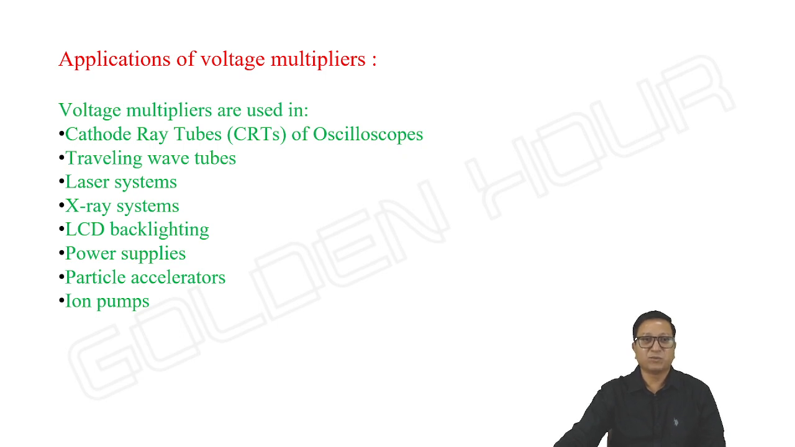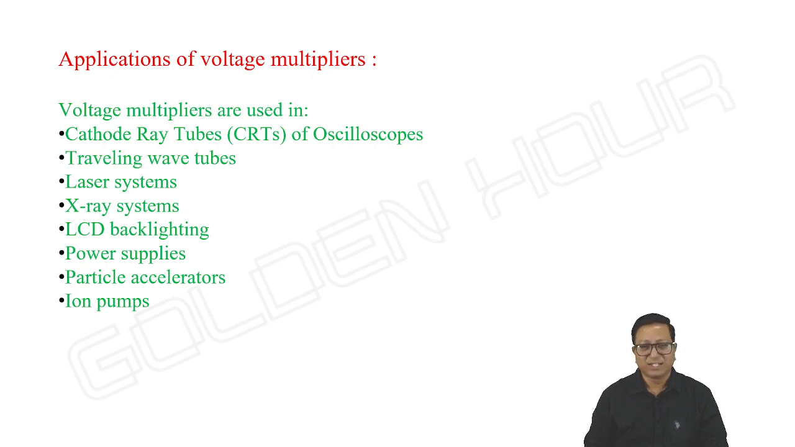And the applications of voltage multipliers: they are mainly used in CRTs, cathode ray tubes, or the cathode ray oscilloscope. If you take a CRO, the major heart of the CRO is the CRT. Traveling wave tubes in microwave engineering, you studied what is meant by traveling wave tubes and so on. There also we use this kind of thing.